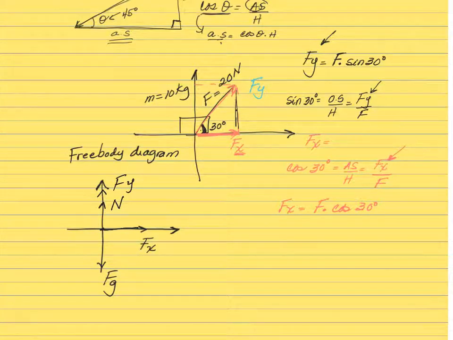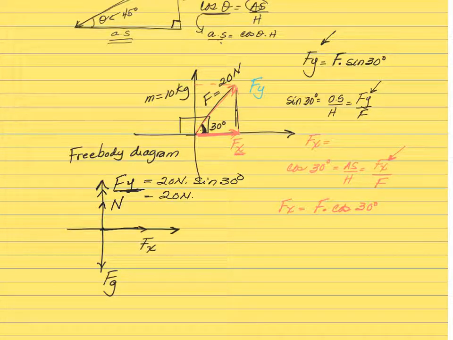Do you know if this object is going to move up or down? No, it's not going to move up or down. Why not? Because with the force that you calculate over here, times sine of 30 degrees, what is the sine of 30 degrees?